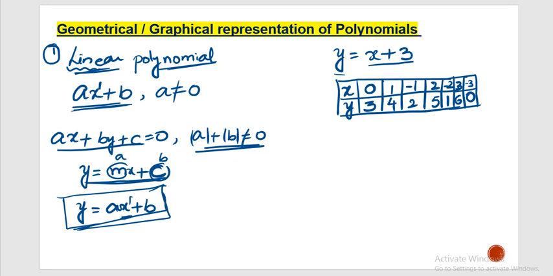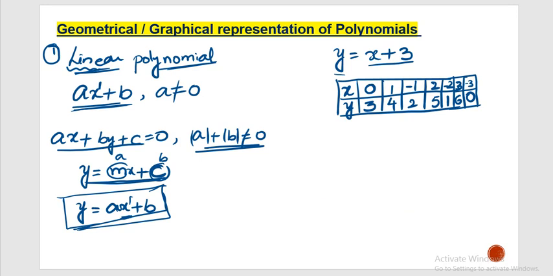Now if you want to represent a straight line uniquely, you require only 2 points. Only 2 points are enough to represent a straight line. Here I have taken some more points so that we get the graph properly.